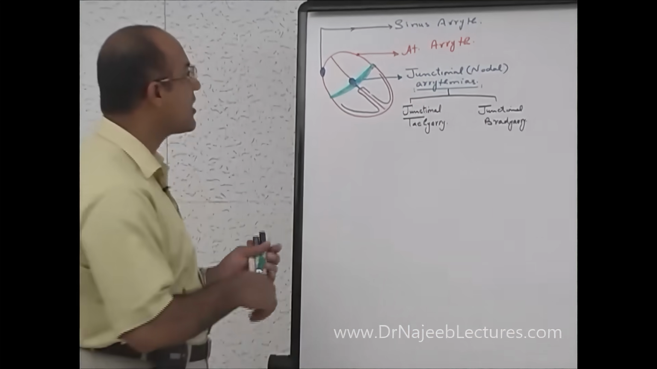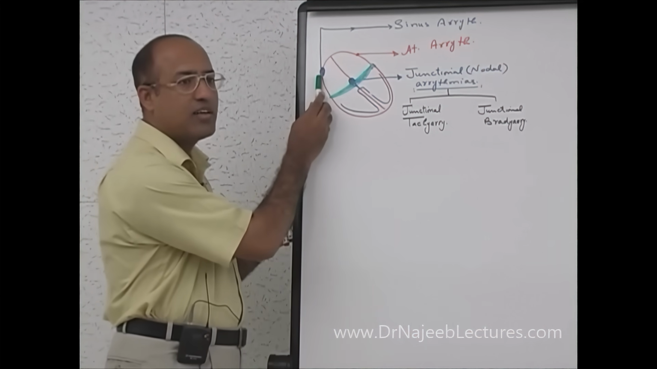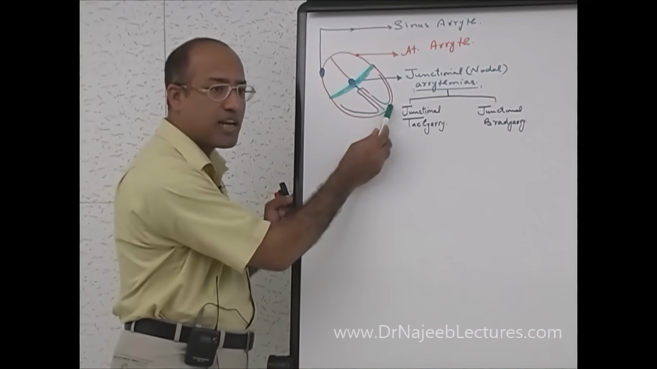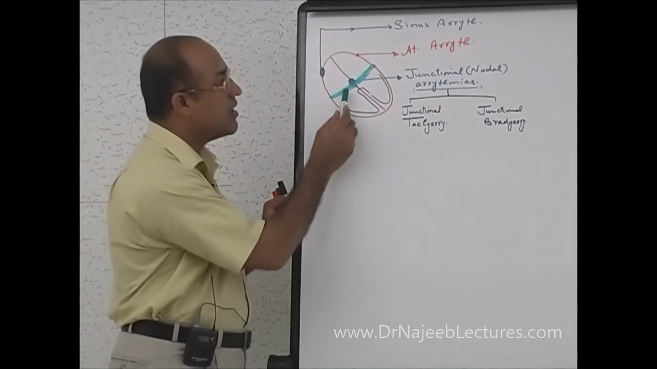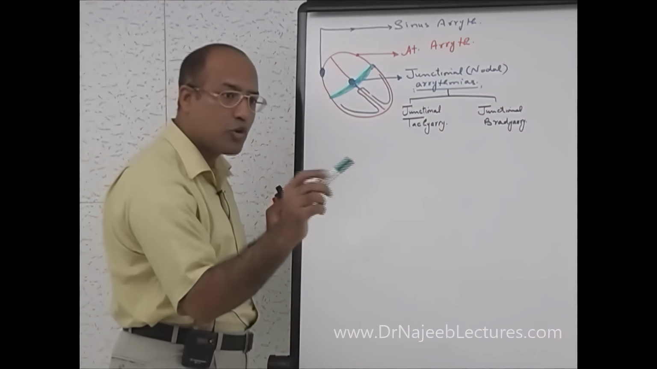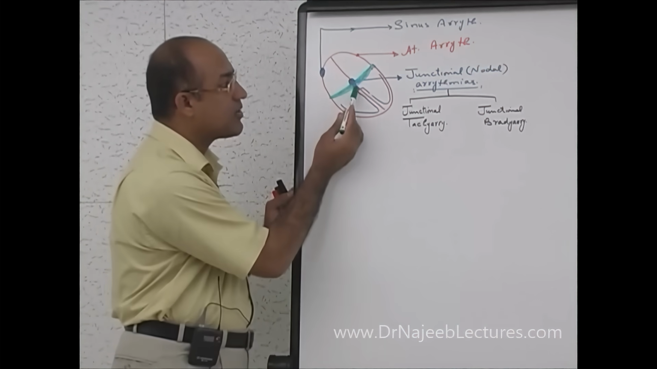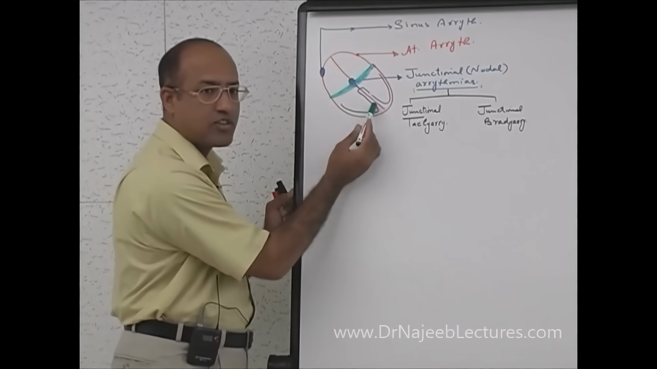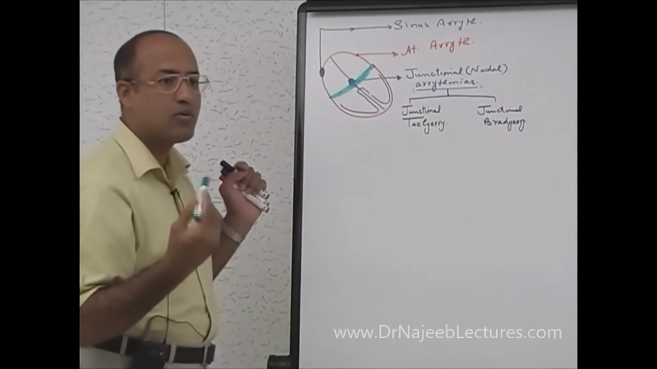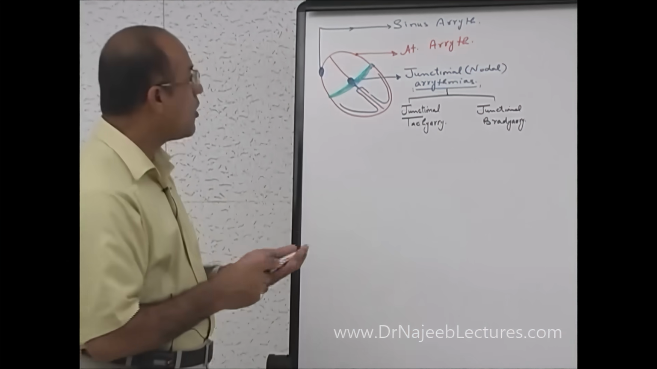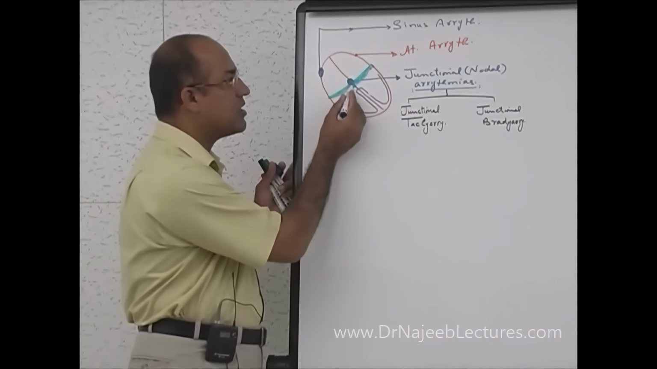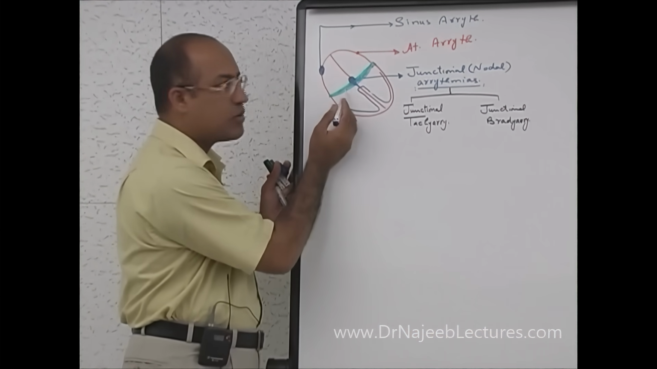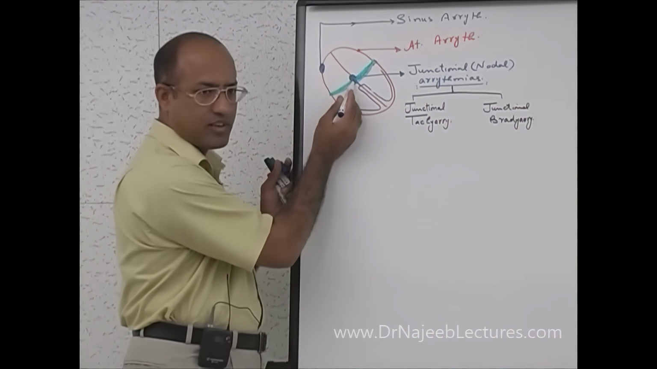As I told you previously, the SA node is specialized in high automaticity. Atrial and ventricular muscle is specialized in contraction. The AV node is specialized in slow conduction, and the bundle branches and Purkinje system are specialized in fast conduction. So one of the very important functions of the AV node is that it will conduct the current from the atria to the ventricle with extremely slow velocity.